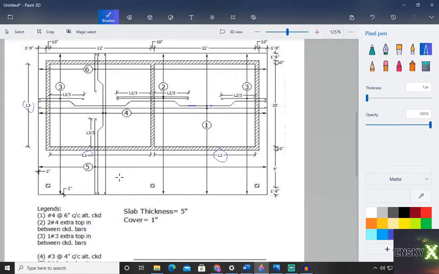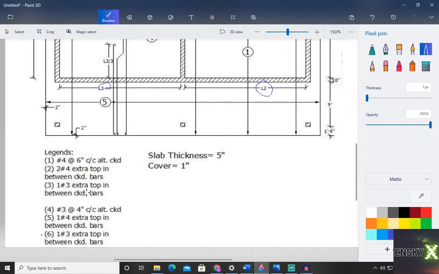Then we have to again look at the legends. Always find the legends, then it will be very easy for you to calculate the slab reinforcement estimation. Then what we get is #3 extra top in between crank bar. So the bar designation now changed, it is #4. So it's actually saying that we have to just put 1 bar in between the crank bar.